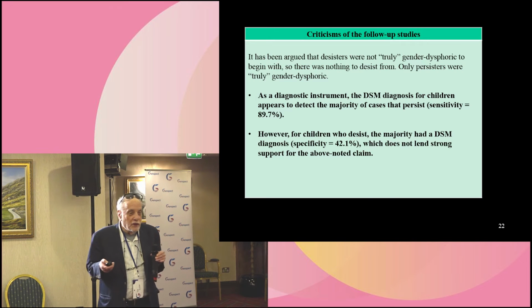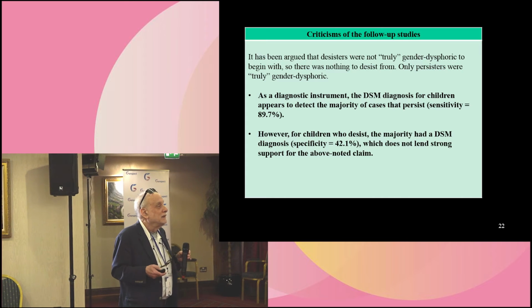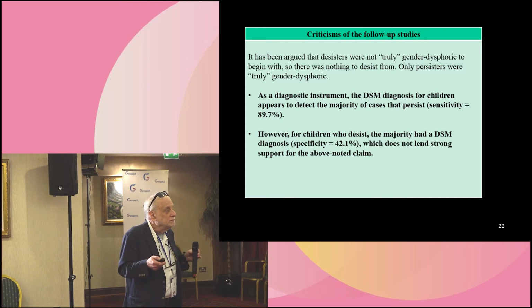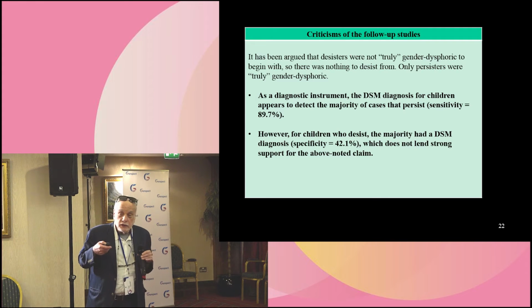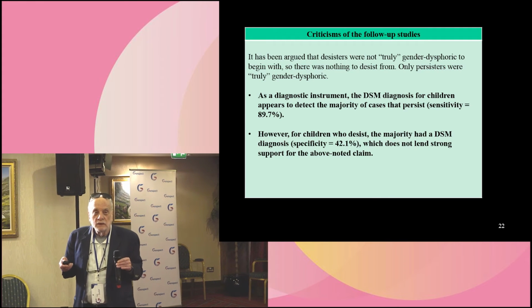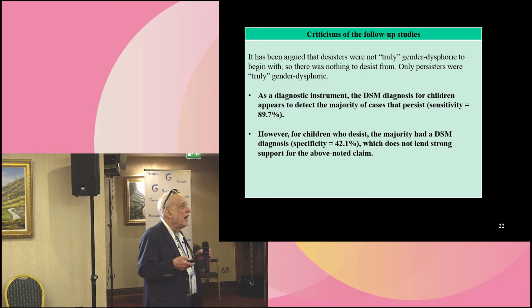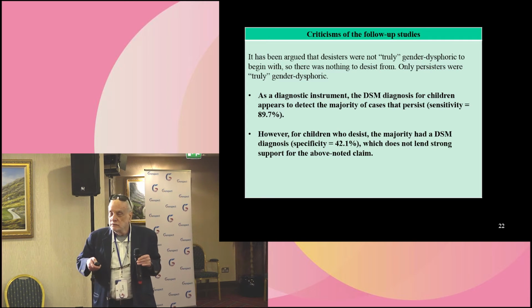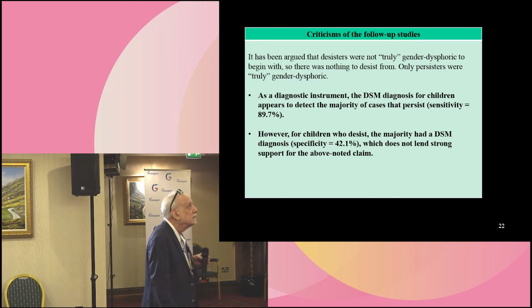And so I would say to the critics, you do something better than what's been done so far to make your argument. I'm going to skip that. So I do believe, based on the four studies that use the DSM criteria, that a lot of kids did have gender dysphoria and they desisted.